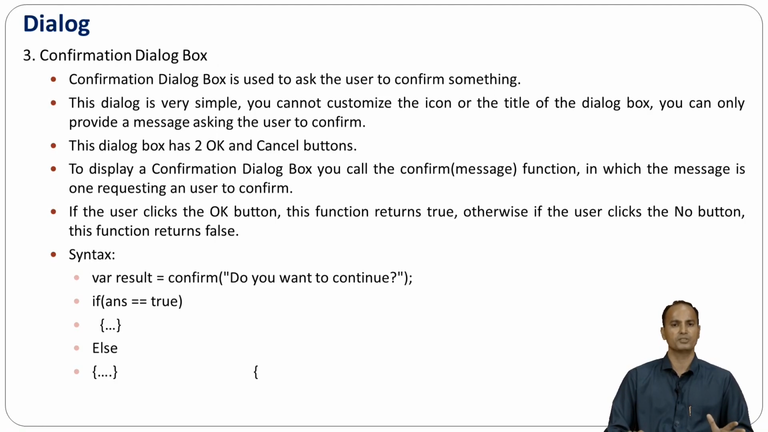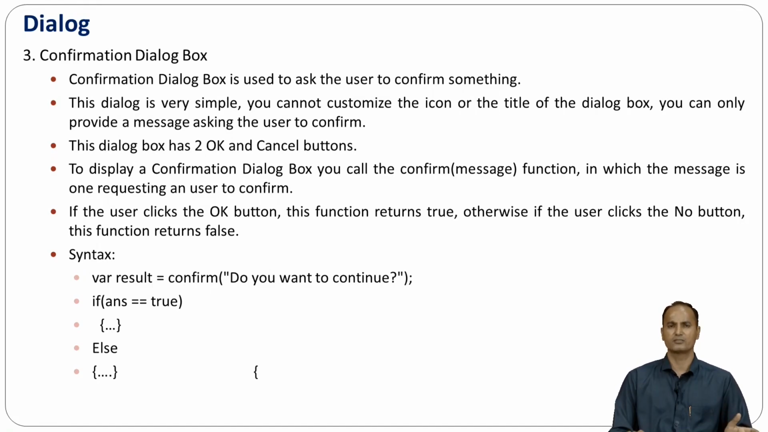To display a confirmation dialog box, you call the confirm function with a message requesting the user to confirm. If the user clicks the OK button, this function returns true. Otherwise, if the user clicks the Cancel button, it returns false. The syntax would be something like this: result equals confirm, "Do you want to continue?" If the user clicks OK, it returns true; otherwise, it returns false. We can use these conditions to process further.